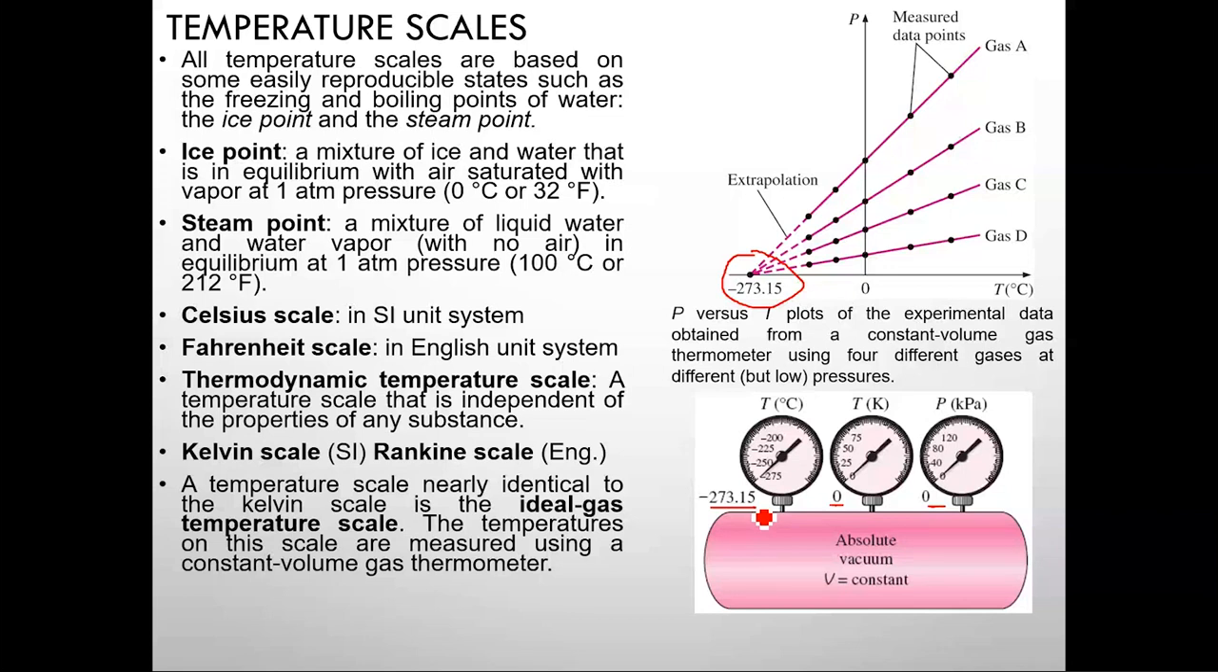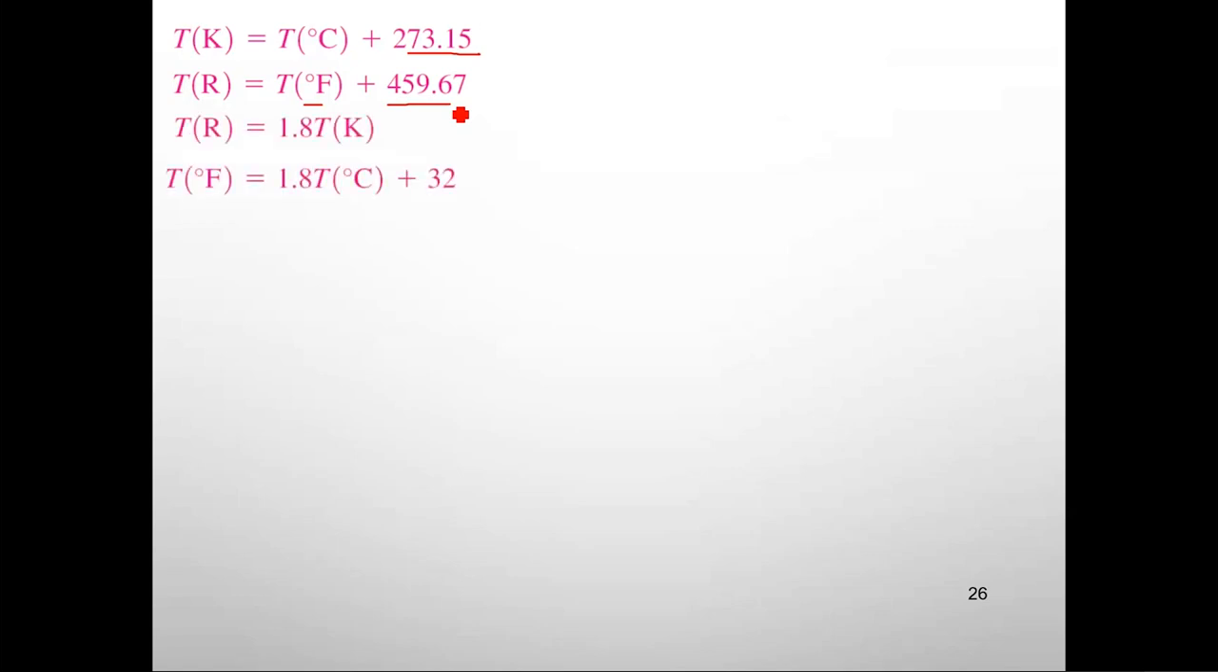Clear enough? All right. Now, the important thing from your point of view is basically the upcoming conversions. You should know that if you want to convert centigrade value into Kelvin value, you have to add 273.15. If you want to convert the Fahrenheit value into Rankine value, you have to add this much amount. You have to convert the Kelvin value to Rankine value, the two absolute scales. This is the conversion. And if you want to convert the centigrade value to Fahrenheit value, this is the conversion. So these four conversions should be known to you. Clear? All right.